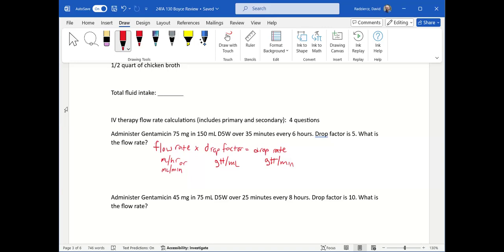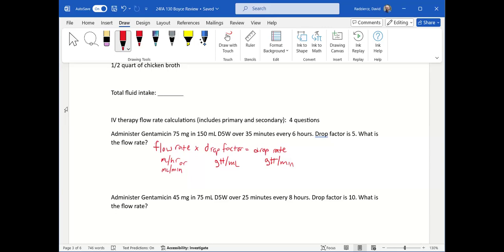It says to administer gentamicin 75 milligrams in 150 milliliters dextrose 5% water over 35 minutes every 6 hours. Drop factor is 5. What is the flow rate? Now, there's a lot of extra information in here. Remember, when we're calculating drop rate, I need two pieces of information, flow rate and drop factor. Flow rate is volume over time, and drop factor is given to you: 5 drops per milliliter.